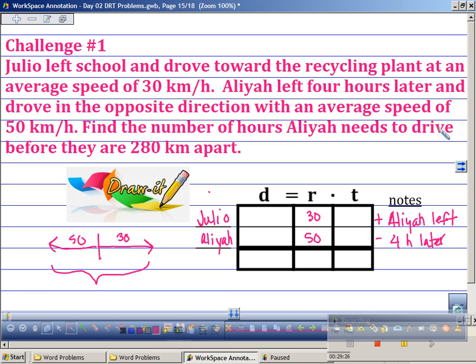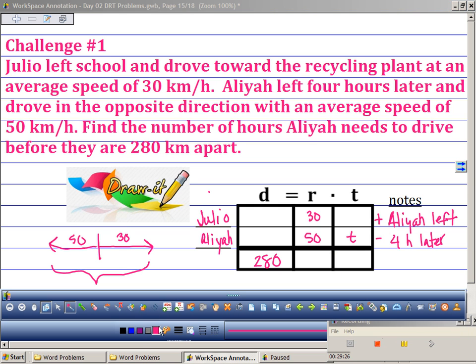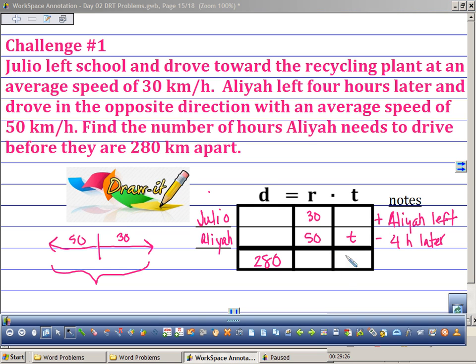So where am I going to put my variable? Find the number of hours Aliyah needs to drive. Time under Aliyah. Find the number of hours Aliyah needs to drive before they are both 280 kilometers apart. Where am I going to put 280? Bottom total. The only box I need to fill in is that top right box. What could I put in there?